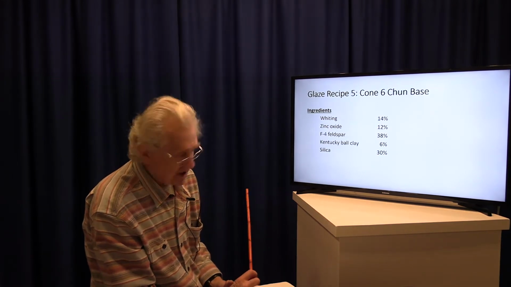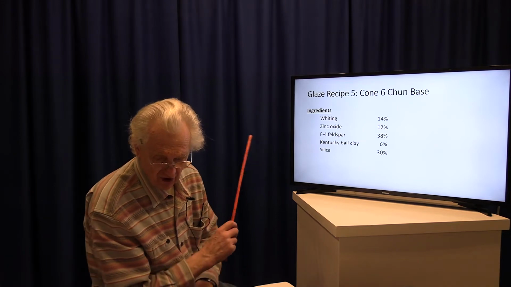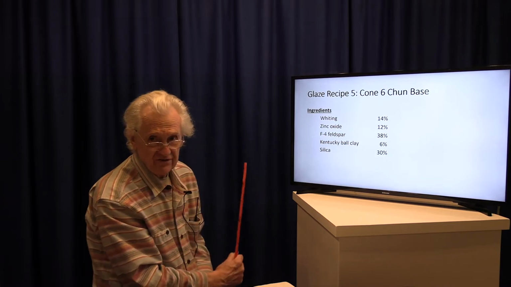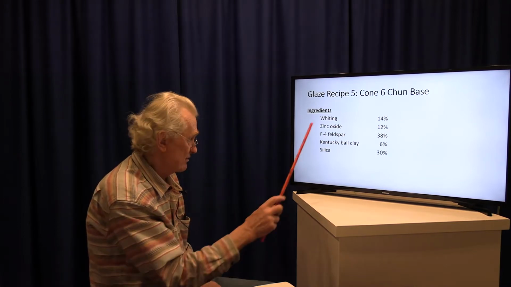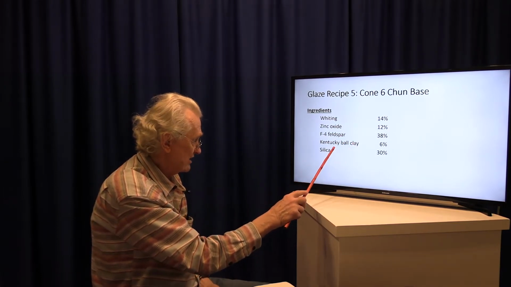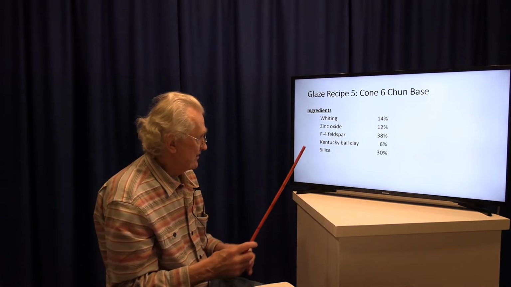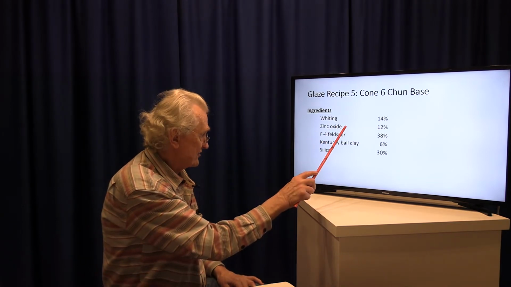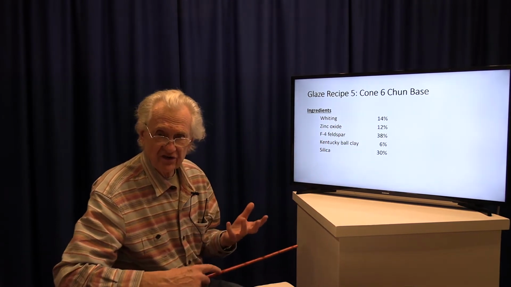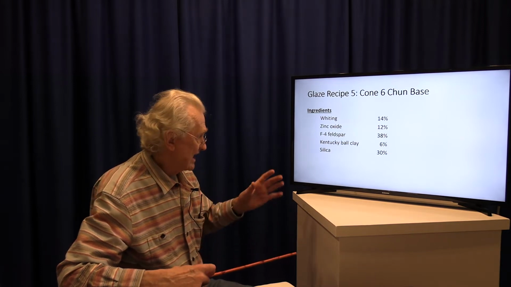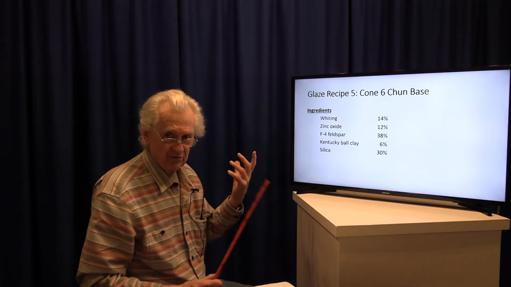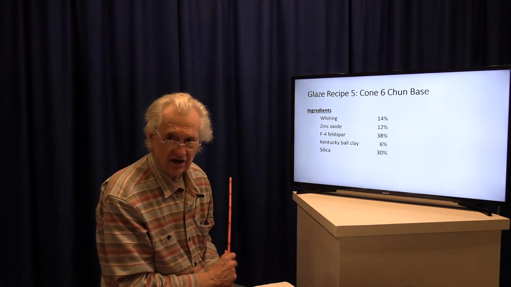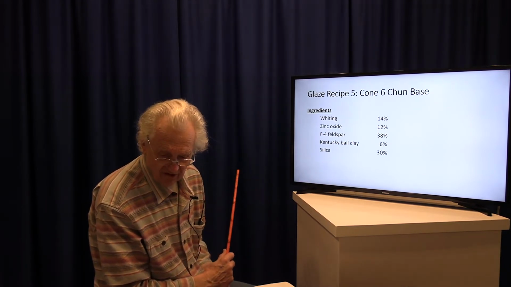This is called Chun. This is just a Chun base, cone 6. Now I've got whiting, zinc oxide, F4 feldspar. That's a soda feldspar. It's no longer available, but it's soda feldspar. Kentucky OM4 ball clay and silica. Now the clue here is, if I'm thinking in terms of color response, zinc oxide changes the way certain colorants affect the glaze. So in contrast to the previous glaze, there are going to be some colorants that I can put in here that are not going to respond well. And the biggest one is zinc.